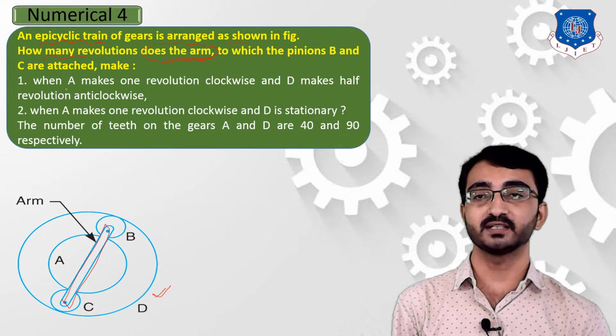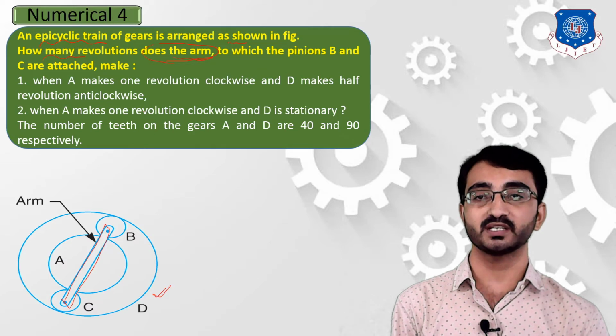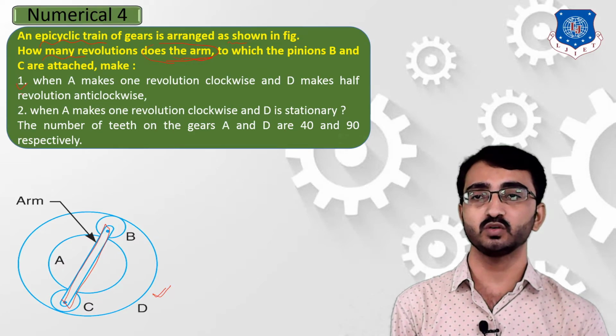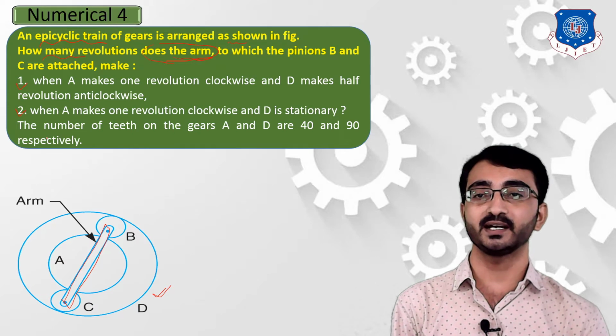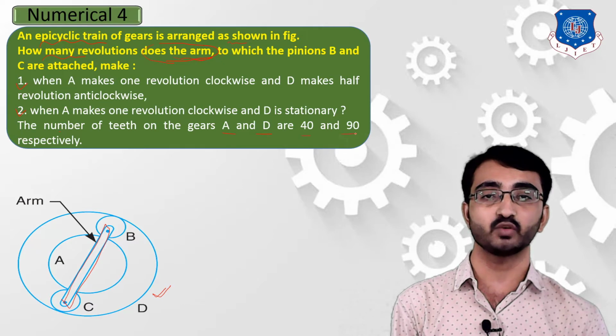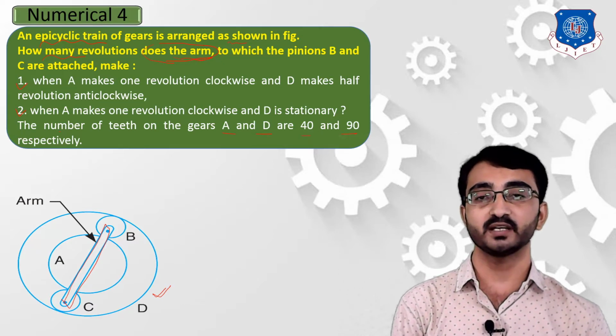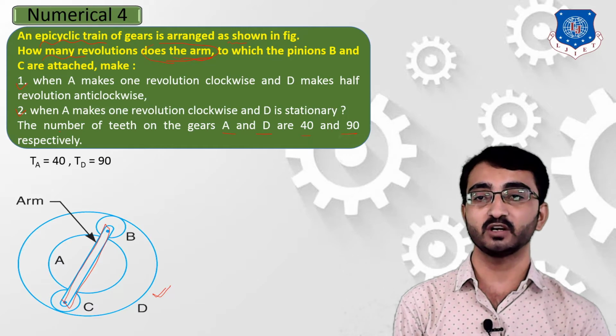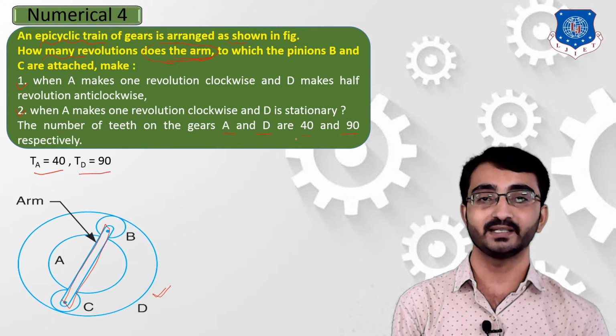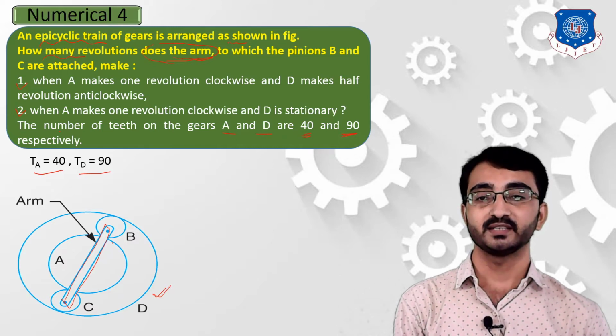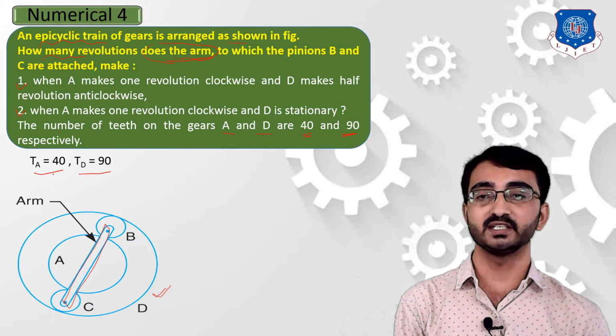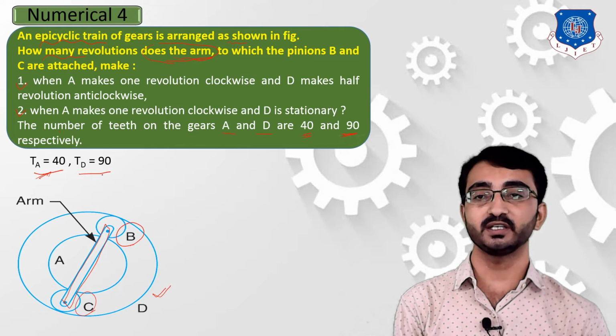Now the data is given: in the first condition, gear A makes one revolution, and in the second condition again A makes one revolution. So two conditions are given. Another data: the number of teeth on gear A and gear D are given as 40 and 90. So first of all we can list out the data: TA is equal to 40 and TD is equal to 90. We have to calculate the number of teeth of gear B and gear C, because they have given it only for A and D.